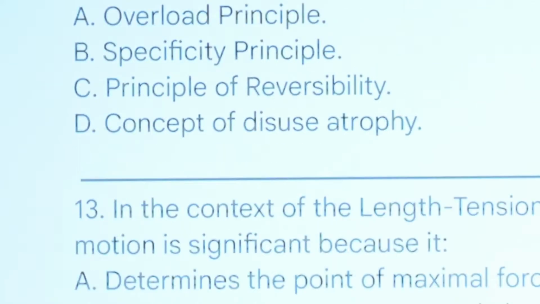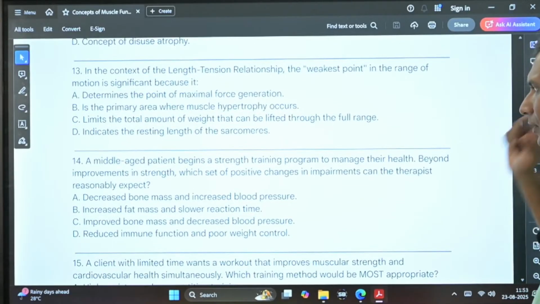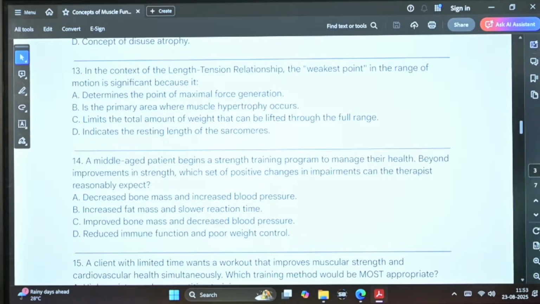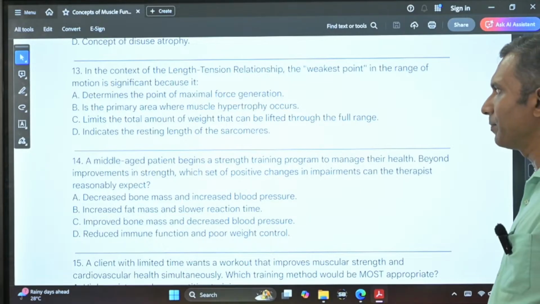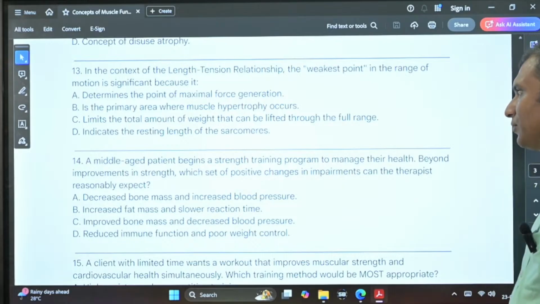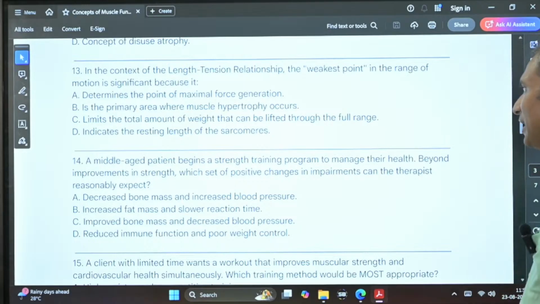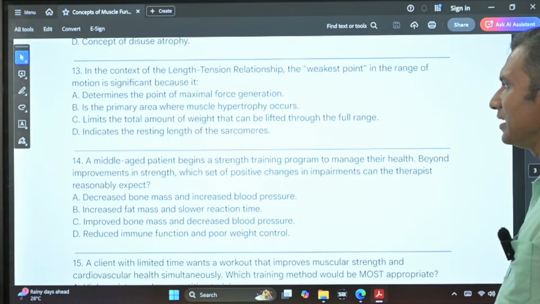Okay, we'll go to question number 13. In the context of length tension relationship, the weakest point in the range of motion is significant because it: A, determines the point of maximal force generation. B, is the primary area where muscle hypertrophy occurs. C, limits the total amount of weight that can be lifted through the full range. D, indicates the resting length of sarcomeres.